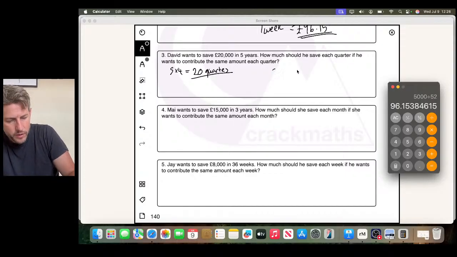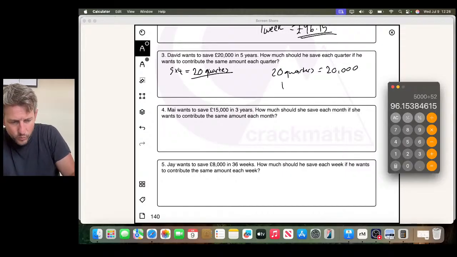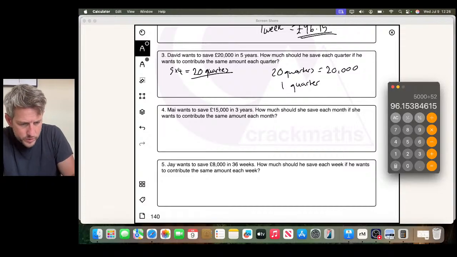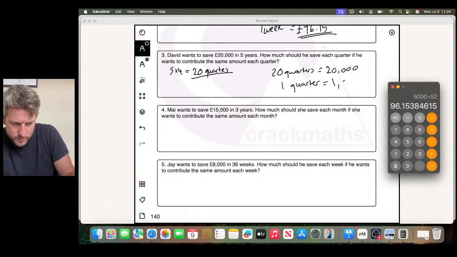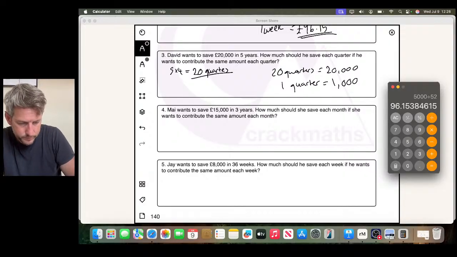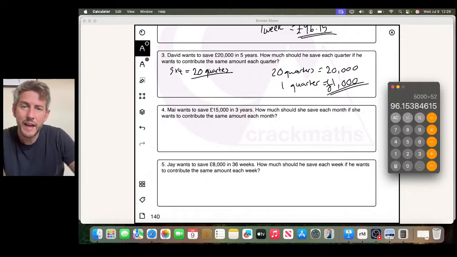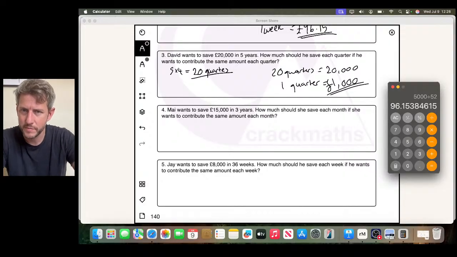Okay, so 20 quarters equals 20,000. So that means 1 quarter would equal 1,000. So basically every 3 months he wants to put away £1,000.